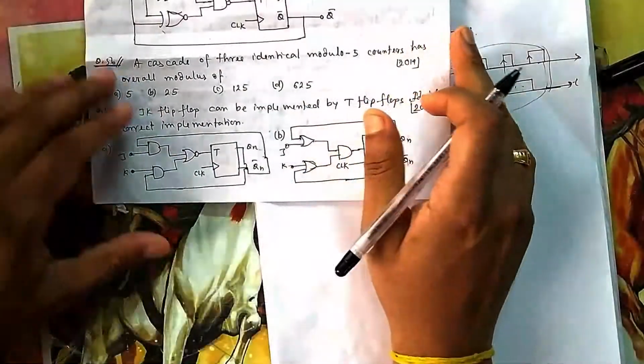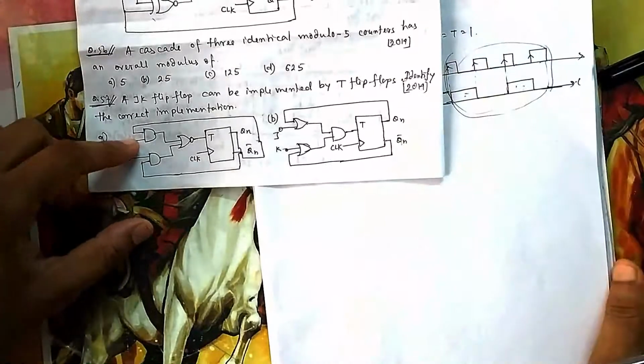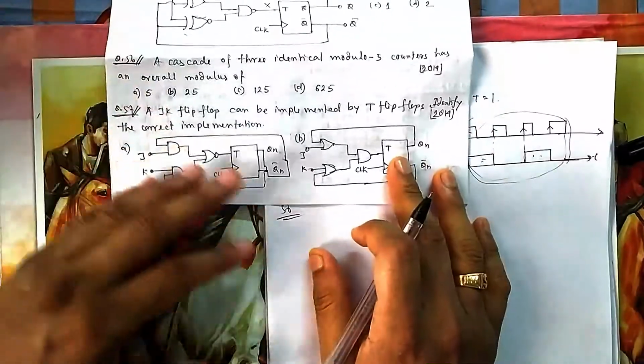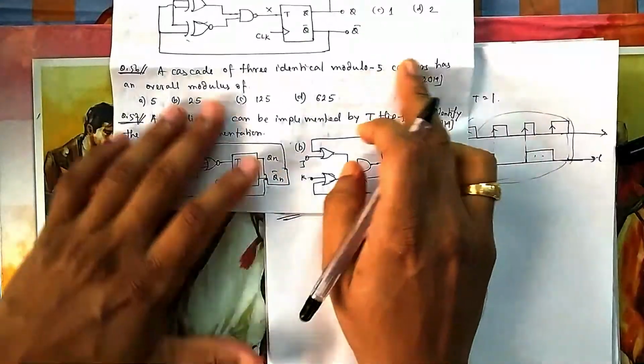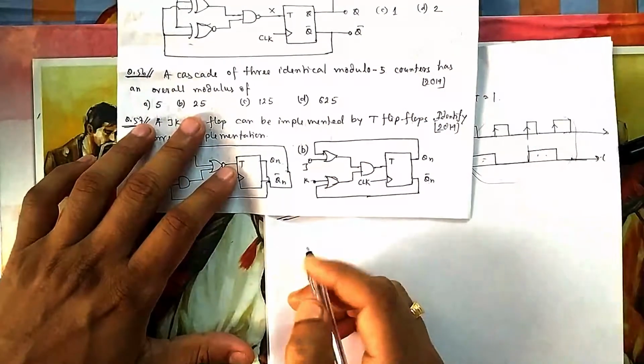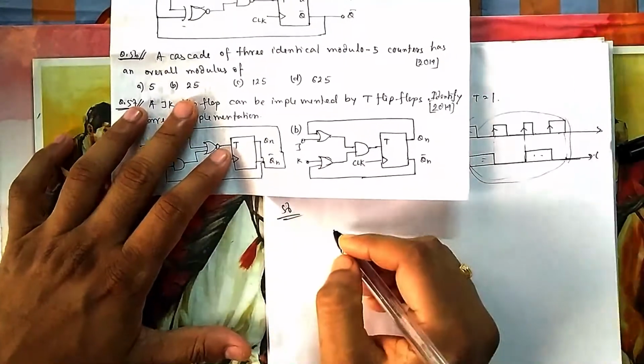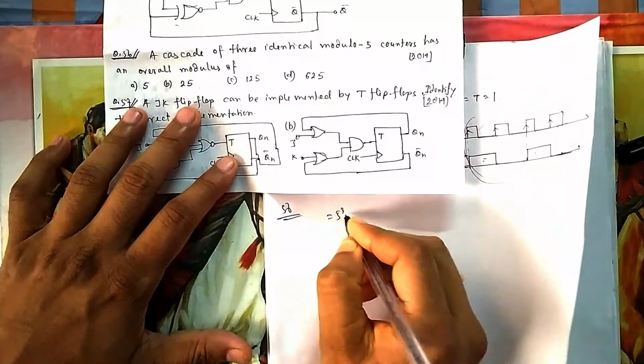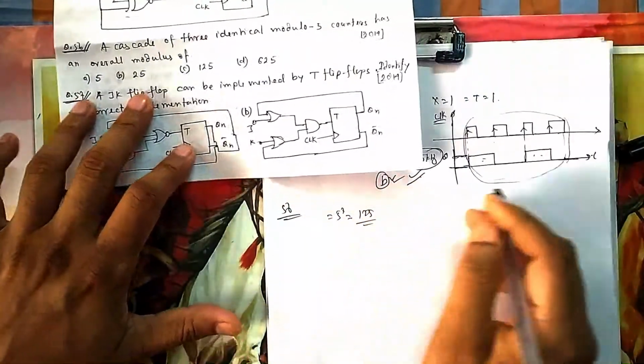Now if you come to 56, the cascade of 3 identical modulo 5 counters. Modulo 5 counter means it has 5 states to count. Then the overall modulus, if they are connected in cascade, is always 5 cubed. I think you have studied this in counters. So it is 5 cubed.